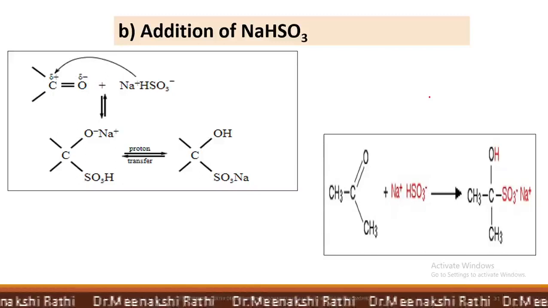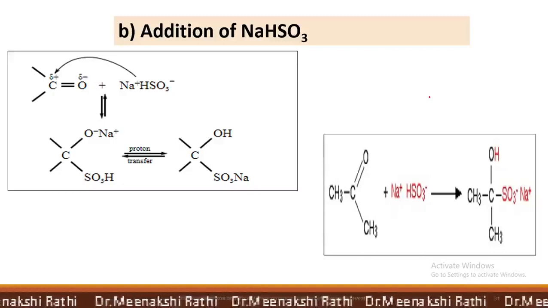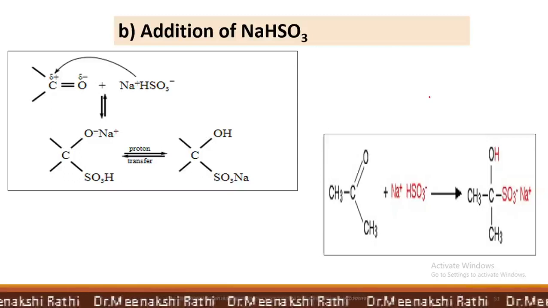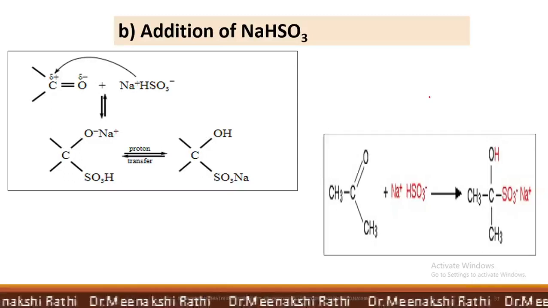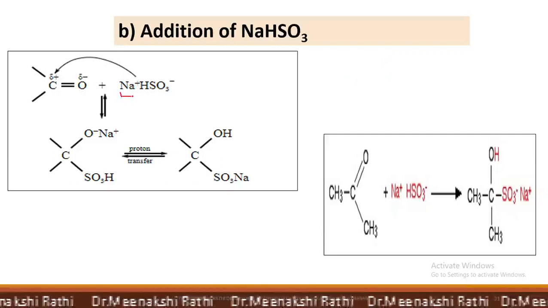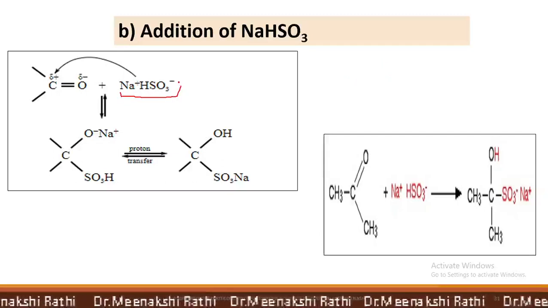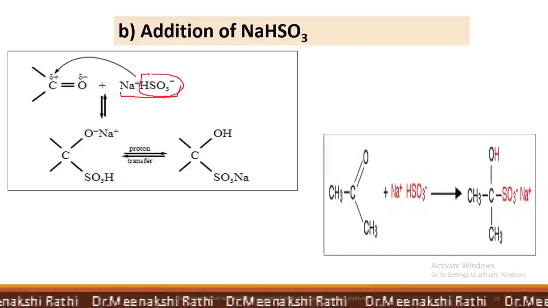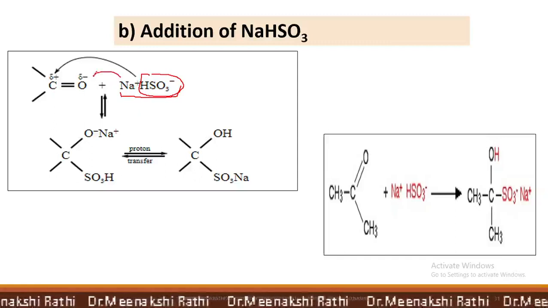Next is addition of sodium bisulfite. Sodium bisulfite reacts with aldehyde and ketones and forms a bisulfite addition product. And again, the addition is the same as with HCN. In sodium bisulfite, Na is the positive part and HSO3 is the negative part. So the negative part, which is a nucleophile, is attracted towards the carbonyl carbon, while the positive part goes to oxygen.